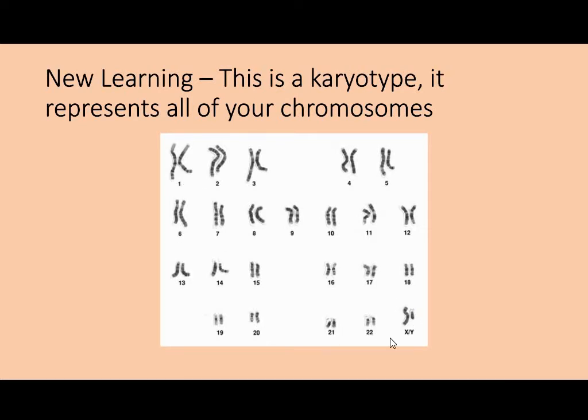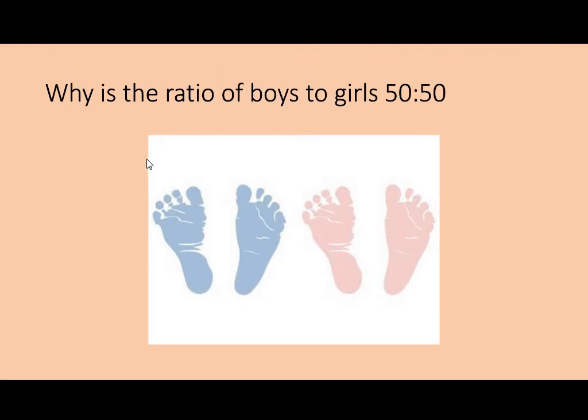At the bottom here, we have two chromosomes called the X and Y chromosomes. And these are the sex chromosomes. These are the ones that determine whether the child is a boy or a girl, okay? So an XY chromosome indicates a male, two X's indicate a female, as we've seen already. So the question is, why, around the world, is the ratio of boys to girls approximately 50-50? Why is there about the same number of boys as there are girls?